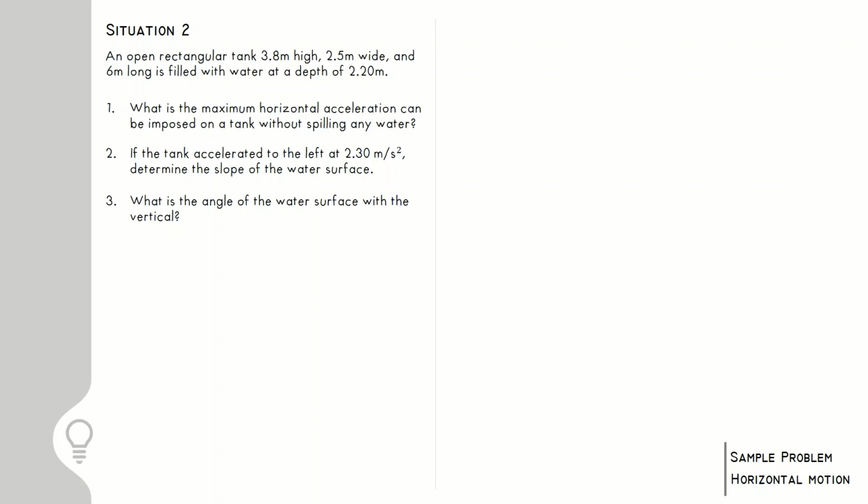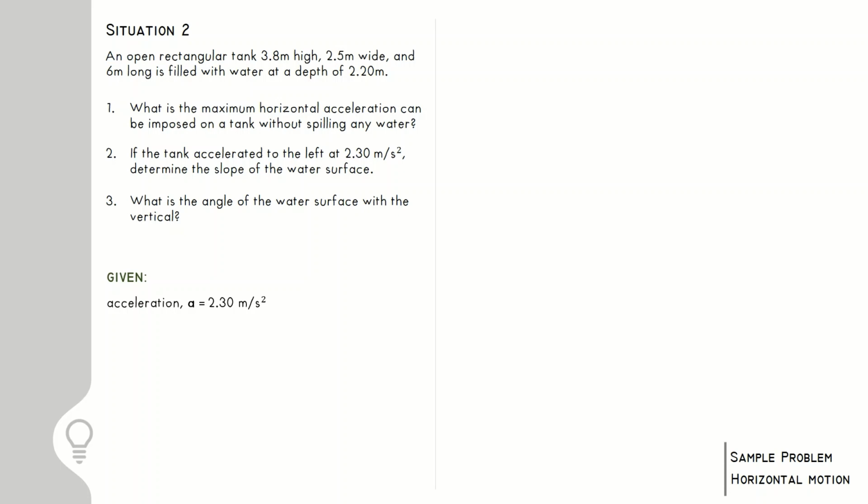If the tank accelerated to the left at 2.30 meters per second squared, determine the slope of the water surface. What is the angle of the water surface with the vertical? Given in the problem, the horizontal acceleration 2.30 meters per second squared and the dimensions of the tank.